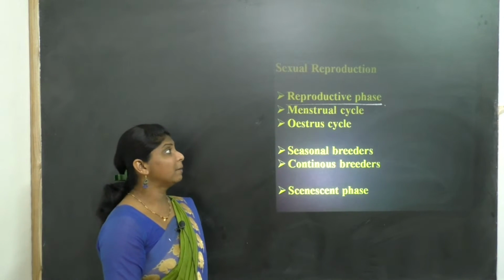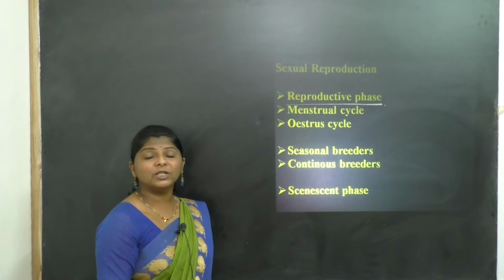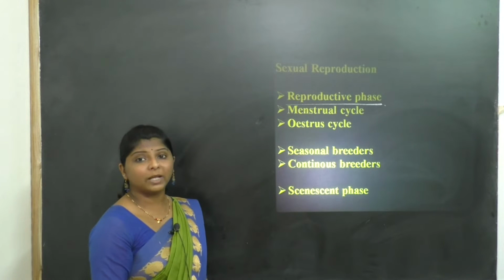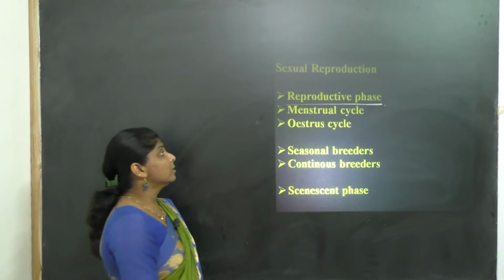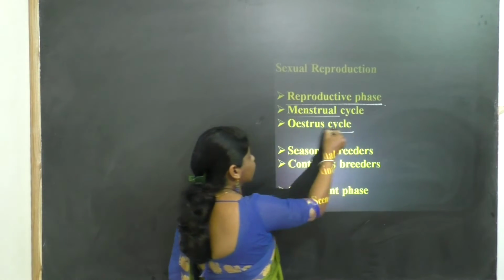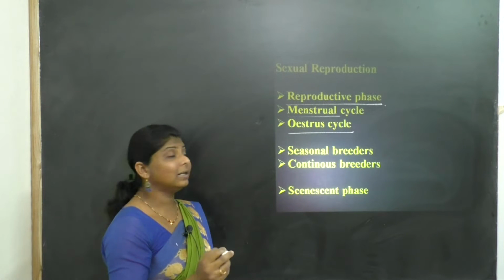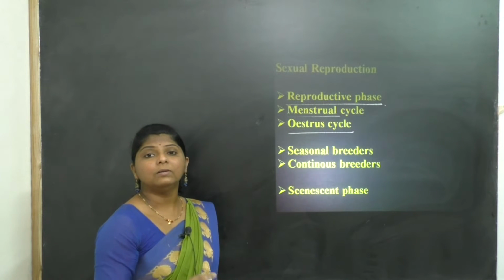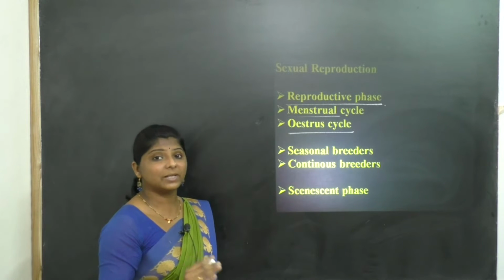How do we know that animals have reached the reproductive phase? Either they will show a menstrual cycle, or in some non-primates we can see an estrous cycle. If animals start showing a menstrual cycle or estrous cycle, it means they have reached the reproductive phase.